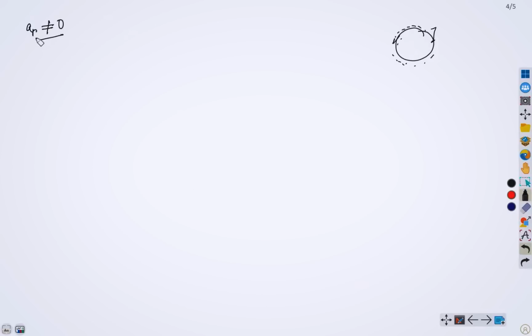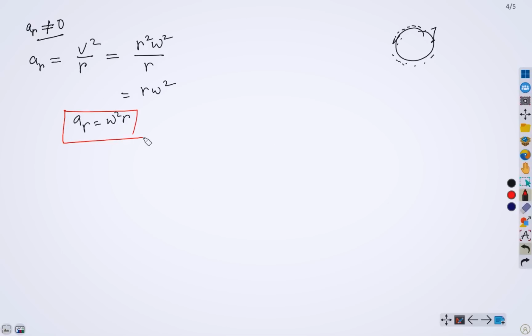So the value of a_r is given by this relationship. a_r is v square by r. Maybe in some session we are going to prove how this relationship has appeared, but for the time being, you just remember this. You can also write this in this way. We know v equals r omega, therefore substituting the value of v, we obtain r square omega square by r. Therefore, a_r is omega square r. So this is another relationship between the centripetal acceleration, angular velocity and r.